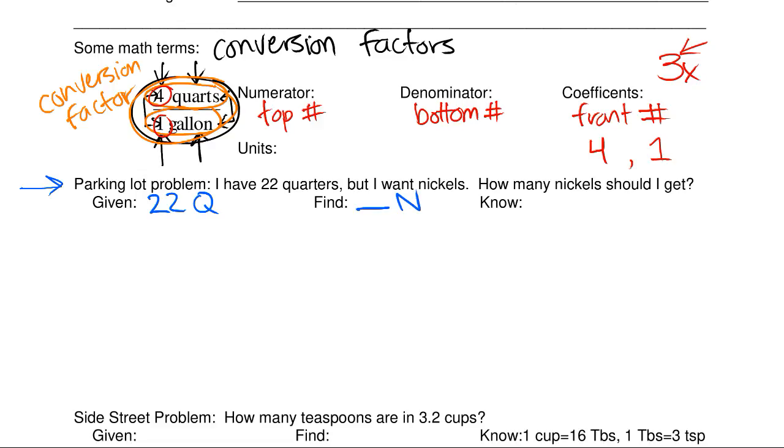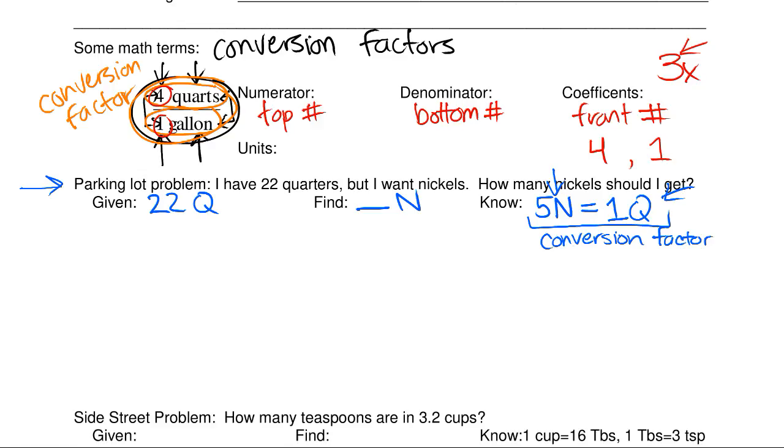And you know that 5 nickels equals 1 quarter, because each nickel is 5 cents, and 5 times 5 is 25 cents, which is 1 quarter. This right here is your conversion factor. Remember that these two things are equal in value, but they're not equal in units. If you drink 4 quarts of water, or if you drink 1 gallon of water, you will drink the same volume of water. Whether you have 5 nickels or 1 quarter, you have the same number of cents.